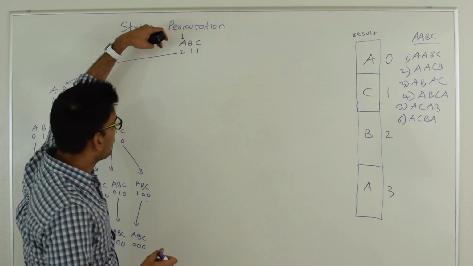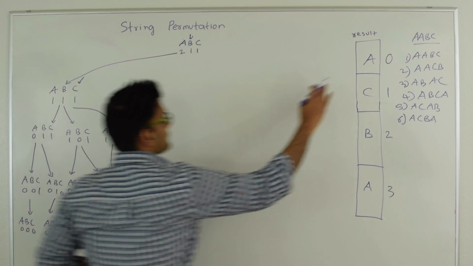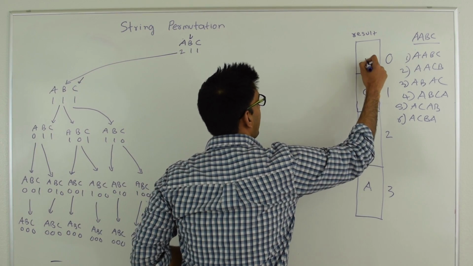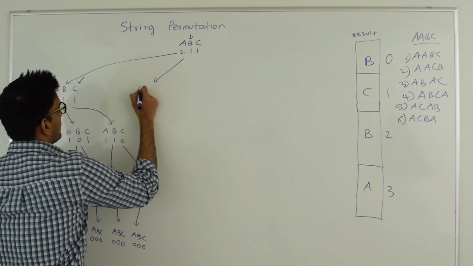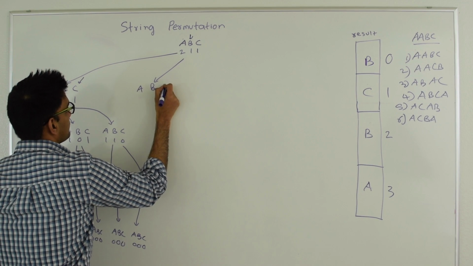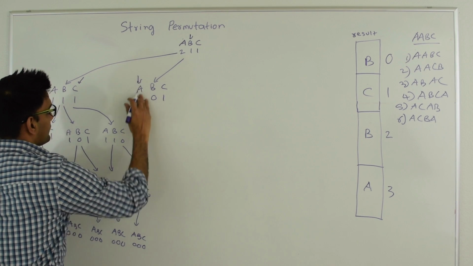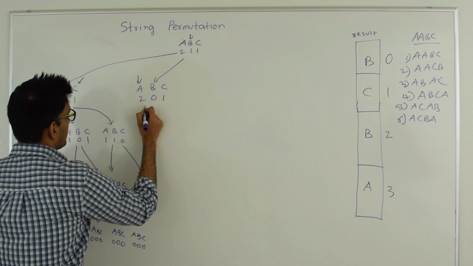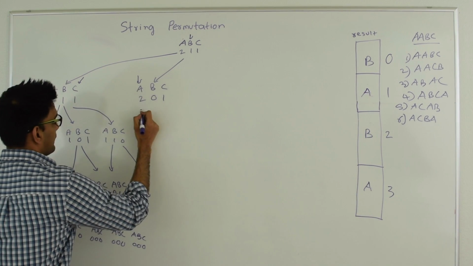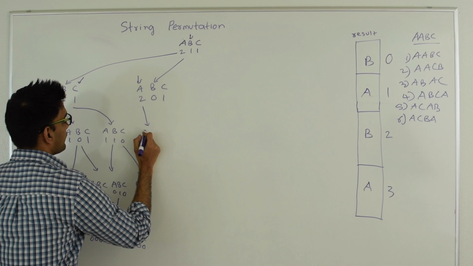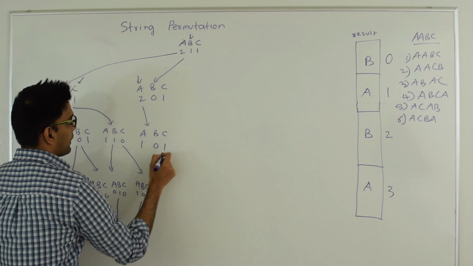So we went from A to B. So we go to B, we set this guy to be B, then decrement the count of B. So this really becomes A, B, C, and 2, 0, 1. And then we go from A. So first we set this value to A and decrement the count of A. So this really becomes A, B, C, 1, 0, 1.